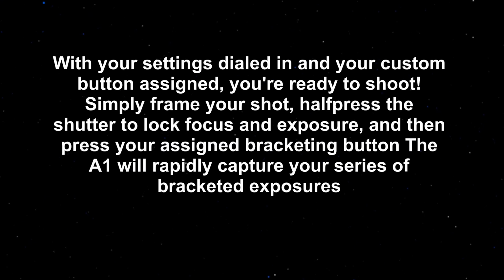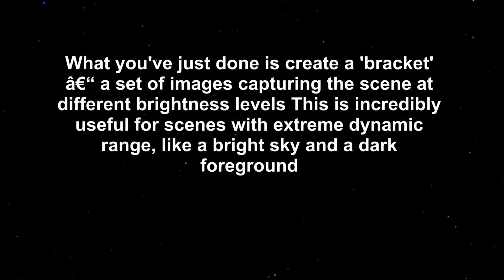Simply frame your shot, half-press the shutter to lock focus and exposure, and then press your assigned bracketing button. The A1 will rapidly capture your series of bracketed exposures. What you've just done is create a bracketed set of images capturing the scene at different brightness levels. This is incredibly useful for scenes with extreme dynamic range, like a bright sky and a dark foreground.